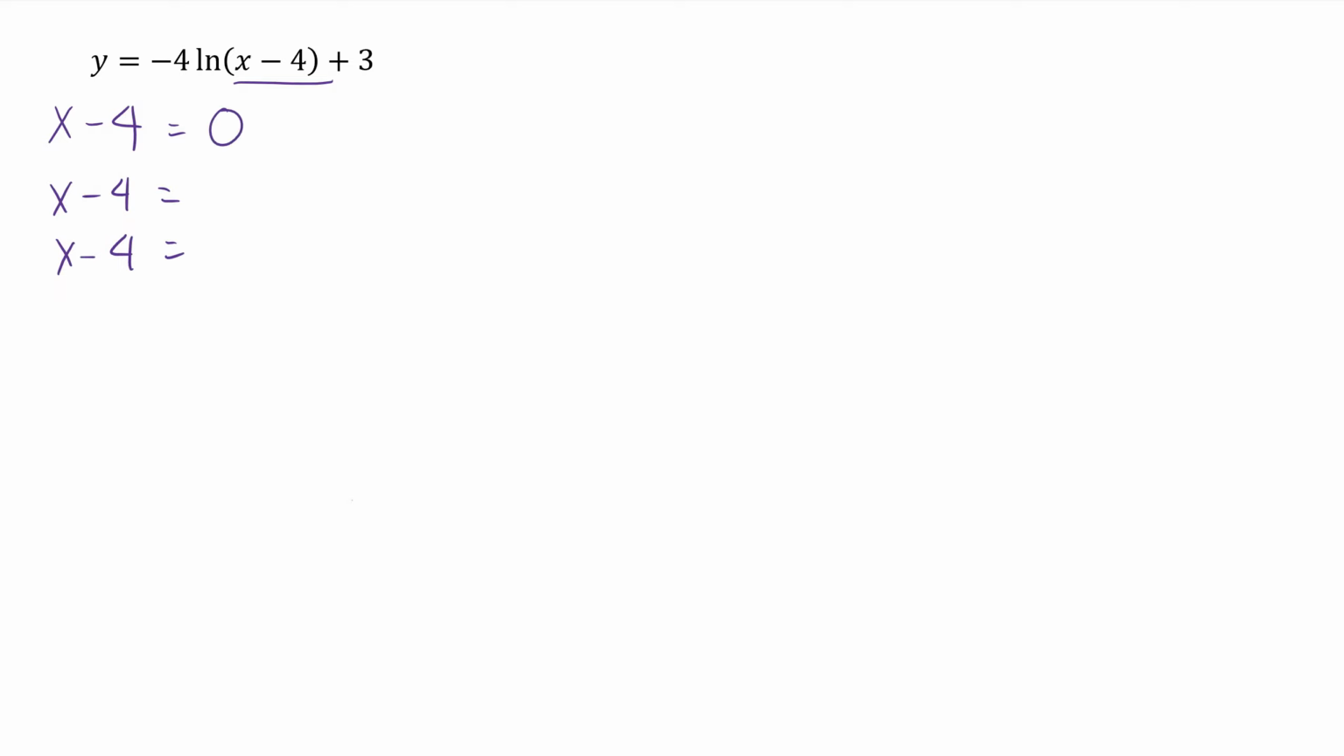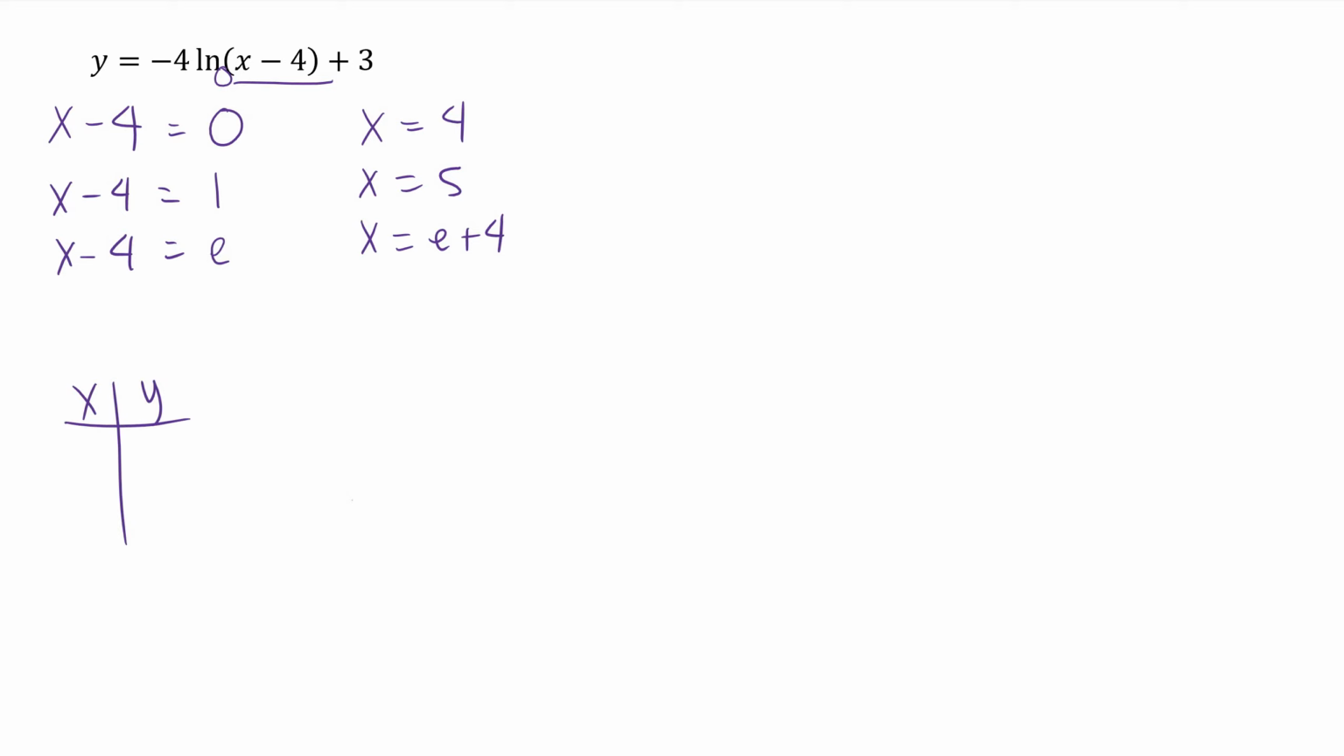We're setting it equal to 0 to find our vertical asymptote. We're setting it equal to 1 because that makes solving easy. We're setting it equal to our base because that makes solving easy. Our base of natural log is e. Now let's solve. X is equal to 4. X is equal to 5, and x is equal to e plus 4. Now I can make my xy chart.